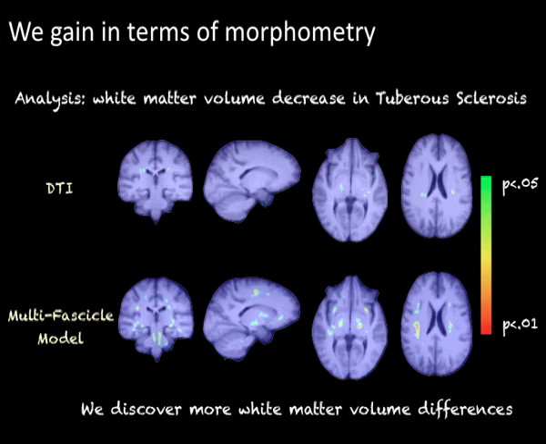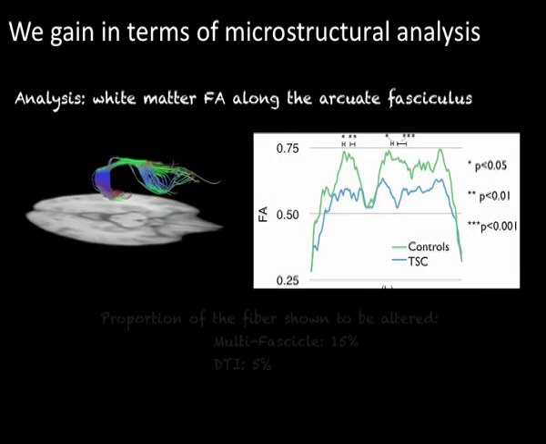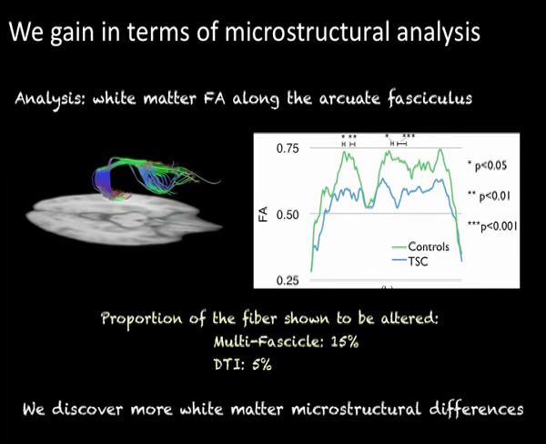Let's first look at the log Jacobian of the deformation fields, which measures local volume differences. What we observe is that multifascicle models reveal more morphometric differences than DTI. Let's now compare them in terms of microstructural differences of the white matter in the arcuate fasciculus, a set of pathways involved in language. Again, what we observe is that multifascicle models reveal more differences than DTI.